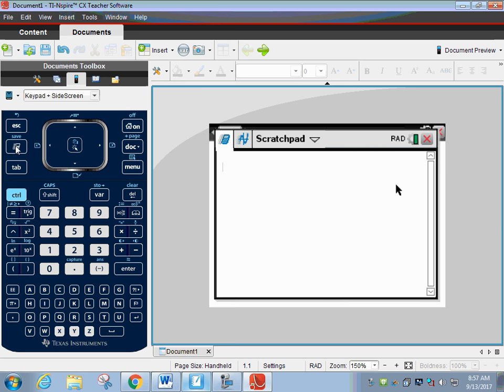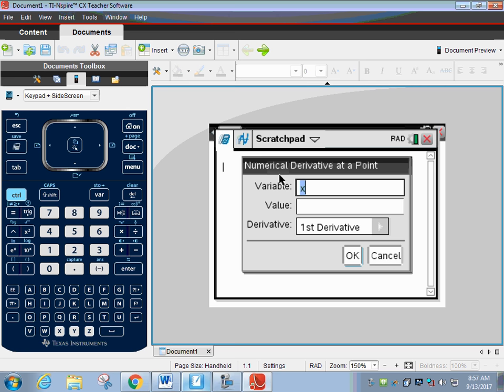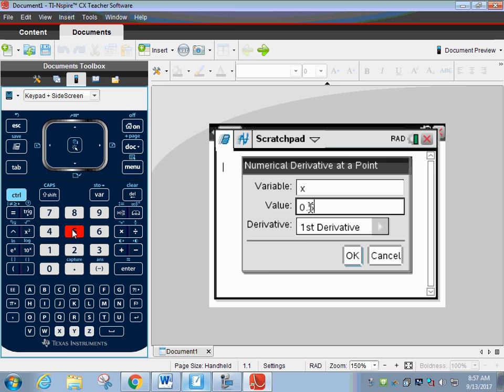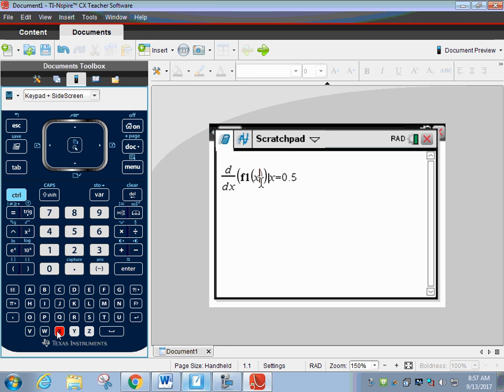To do that, in the Inspire anyway, in the 84 you go Math 8. In the Inspire you go Menu, Calculus, Derivative. The variable is x. The value is 0.5. First derivative is good. And when you do that, it's then going to say, all right, what function? So to get the first function, go to vars and call up f1 of x, give it x. And it'll say, hey, the slope there is 0.129. Give me 3 or more decimals. Did you get the same result?